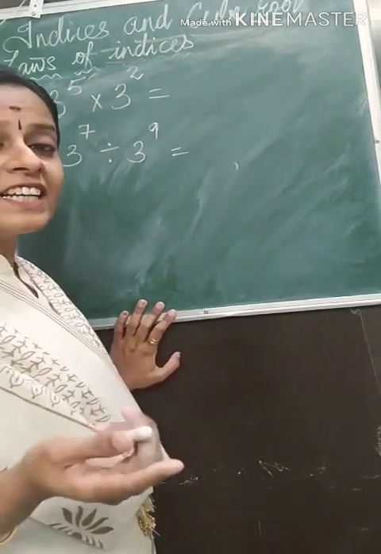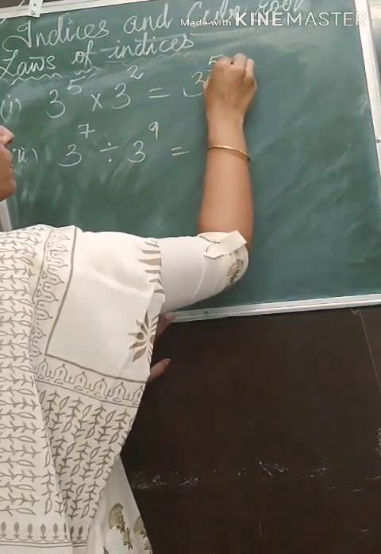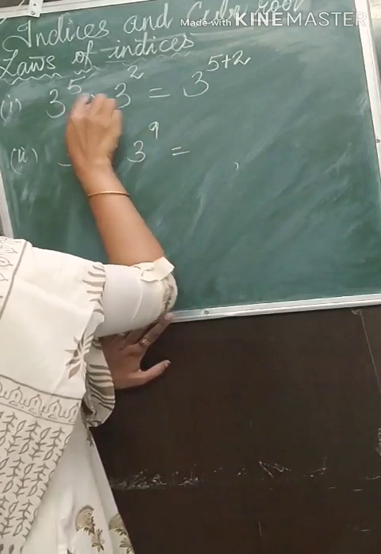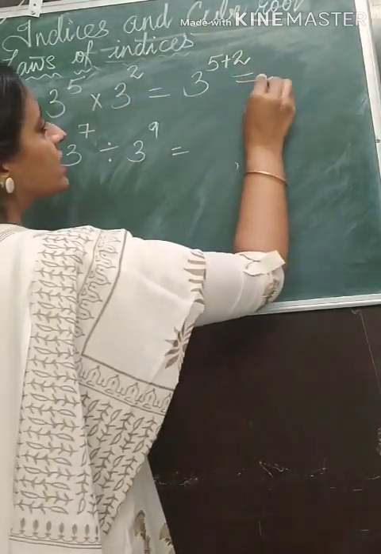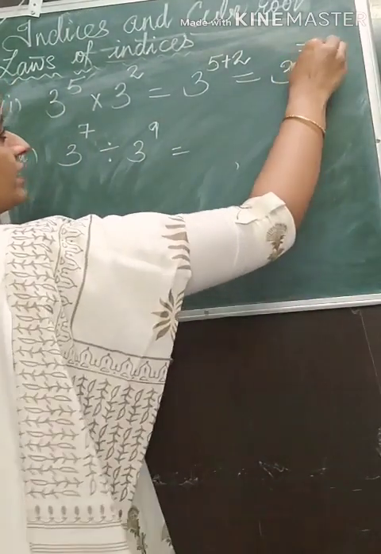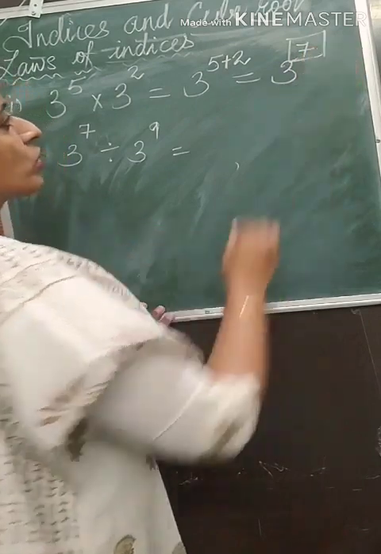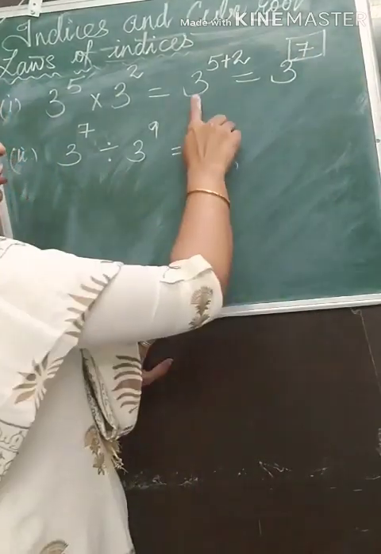So you will add the index. That is 3 raised to 5 plus 2. If you have multiplication, you will add the index, which is equal to 3 raised to 5 plus 2, which is 7. Okay, this way it's asked in the question. You have a box there for 7. So you have to show these steps.